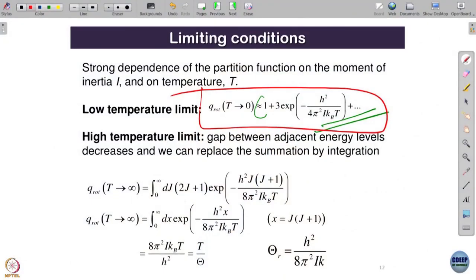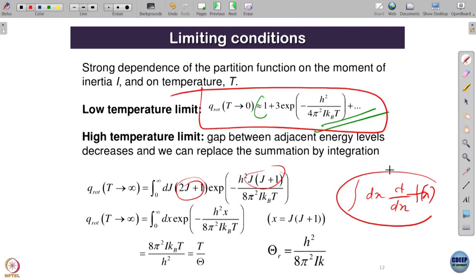If I replace this sum by an integral, then I can do that integration, because I already have the interesting thing that this quantity is a derivative of that one. So it is just an integration of dx d by dx. I can do that integration, it is trivial, and I get 8π² I kBT by h², which is T by θ, where this θ is θ_r.